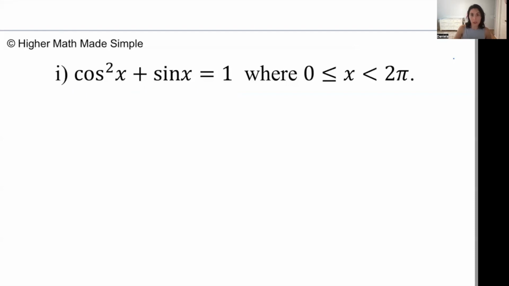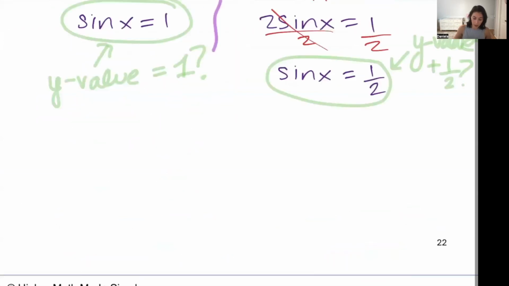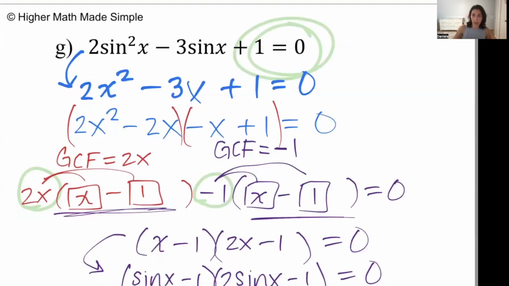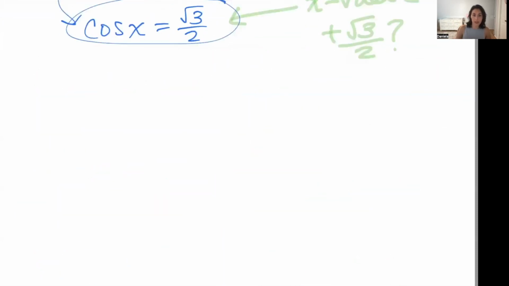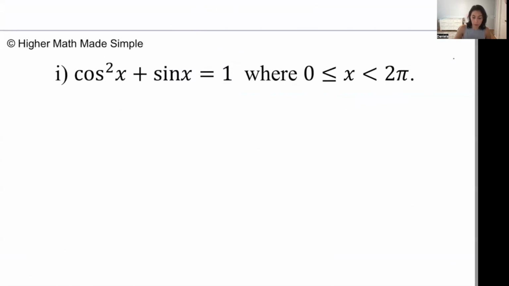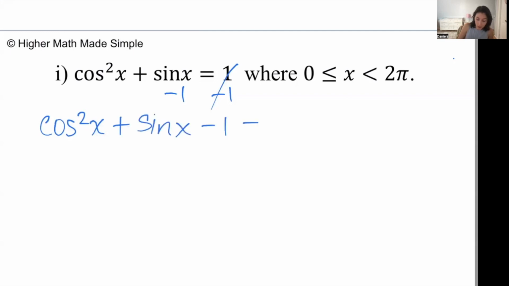So first things first, if you connect to what we did in part G, notice that this was equal to 0. When you feel stuck, that is definitely something you would want to focus on. So how can we make this equal to 0? Well, we can subtract 1 on both sides. So we get cosine squared x plus sine of x minus 1 equals 0.